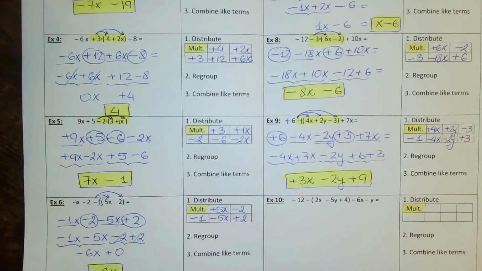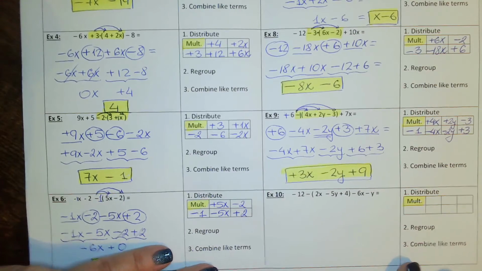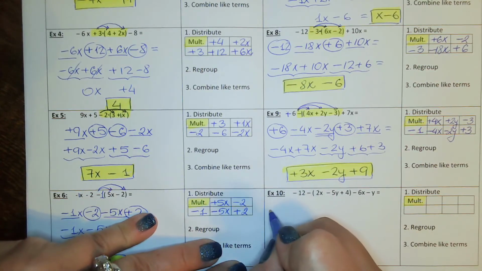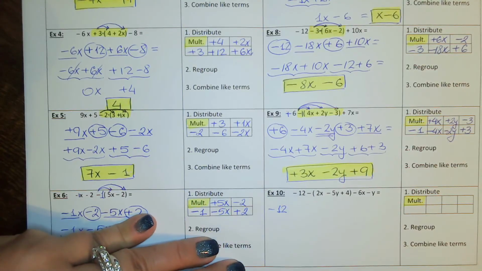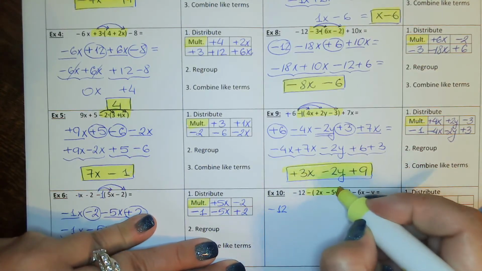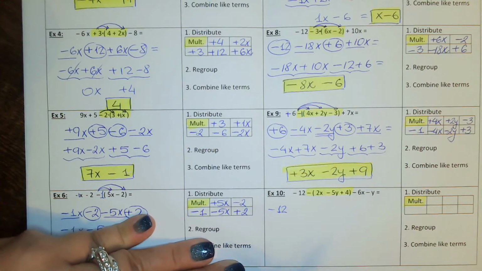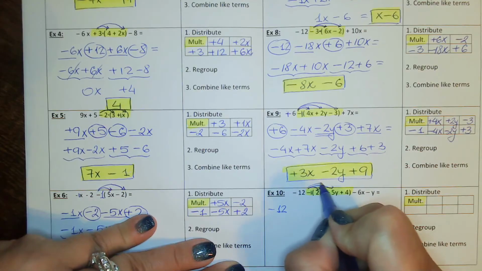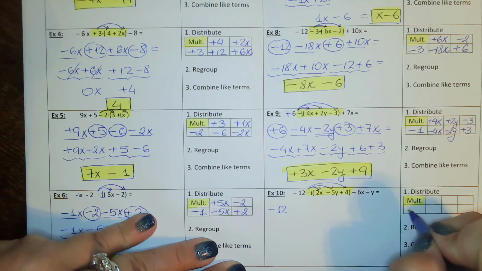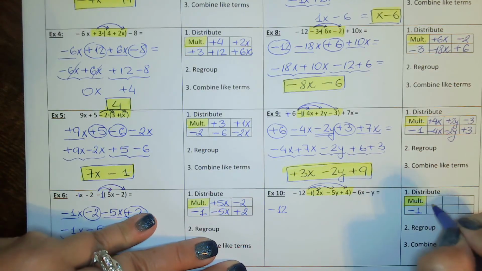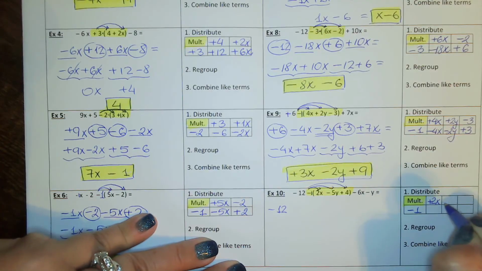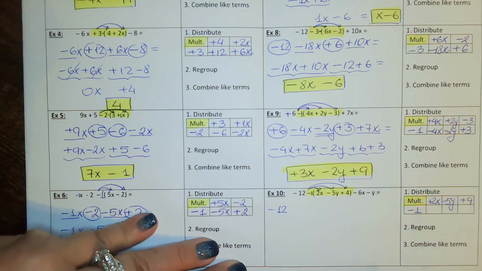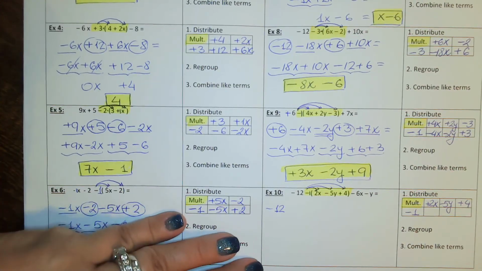And the last example. Pause the video, give it a try, or go along with me. Negative 12 is the constant. The negative 1 is multiplied by 2x, 5y, and 4. Negative 1 again is multiplied by positive 2x, negative 5y, and positive 4. Every sign belongs to its term.